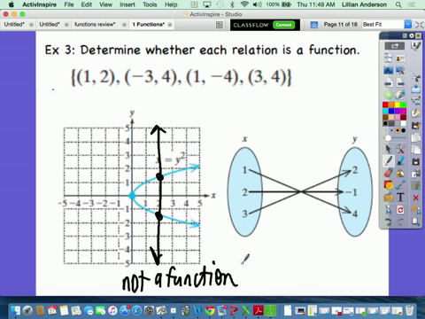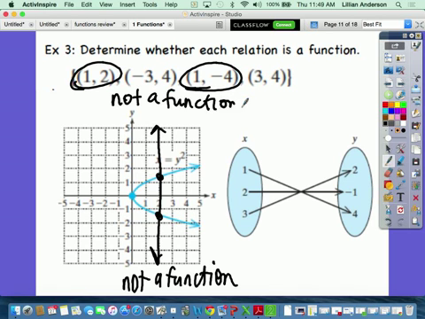What about A? Faith? No, because there's 1 and 2 and 1. This one is no because of this right here. You have the same x with 2 different y's. That cannot be a function. You have to have one x for one unique y. One input for one output.